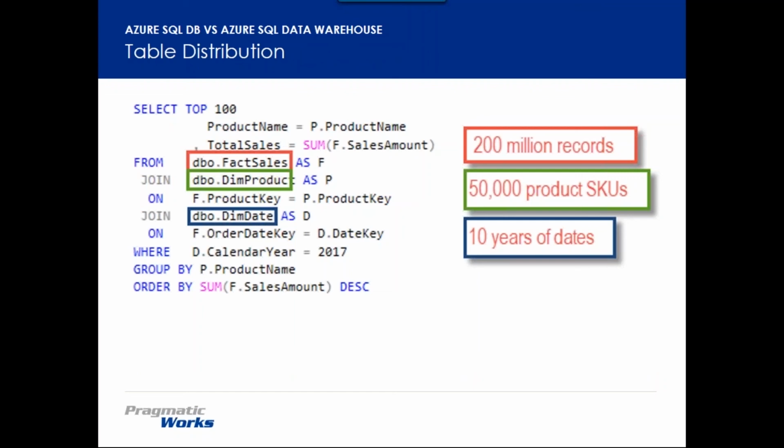So we'll walk through just a quick example of a query that you might have in your data warehouse and how you might design your tables in the Azure Data Warehouse. Here I've got a pretty simple query where I'm pulling data from my sales fact table, and I want to show my top 100 products, filtered for just this year. Maybe my fact table's got about 200 million records, my product table's got about 50,000 records, and my date dimension has about 10 years, or 3,600 or so, date records.